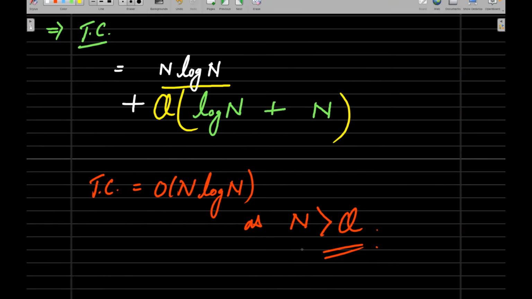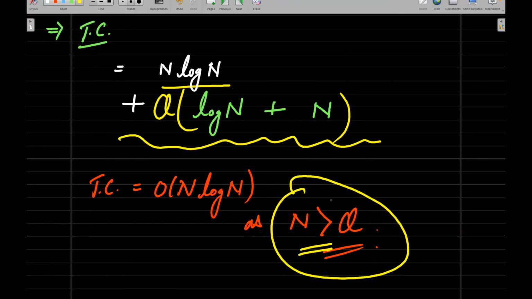As we know, n is greater than q, but there is a catch in this whole time complexity. I will leave it for you to find out what can be the very worst case where something else will dominate. And the hint is, for this case n is greater than q. That's the hint. Try to find out.